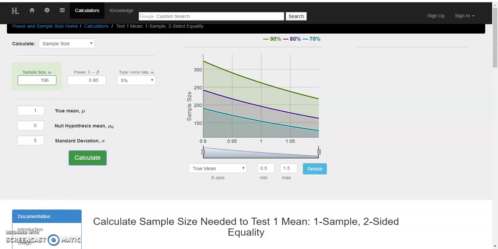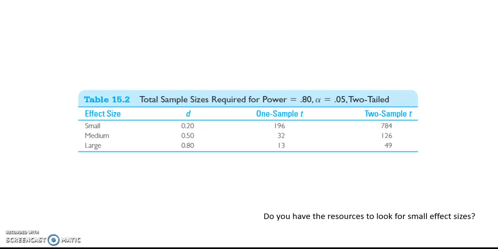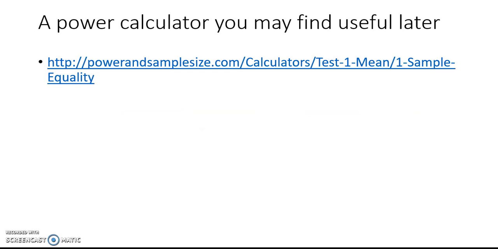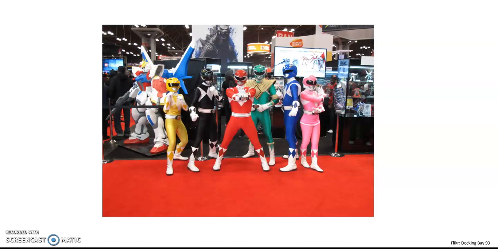Okay, so the link, I'll post this in the slides. This is a calculator that you might find useful later on. All right, so there's the link to that, which I'll post in the YouTube description, and also I'll post these slides. So hopefully, after some practice, hopefully today you're getting closer to feeling like Power Rangers when we talk about statistical power.